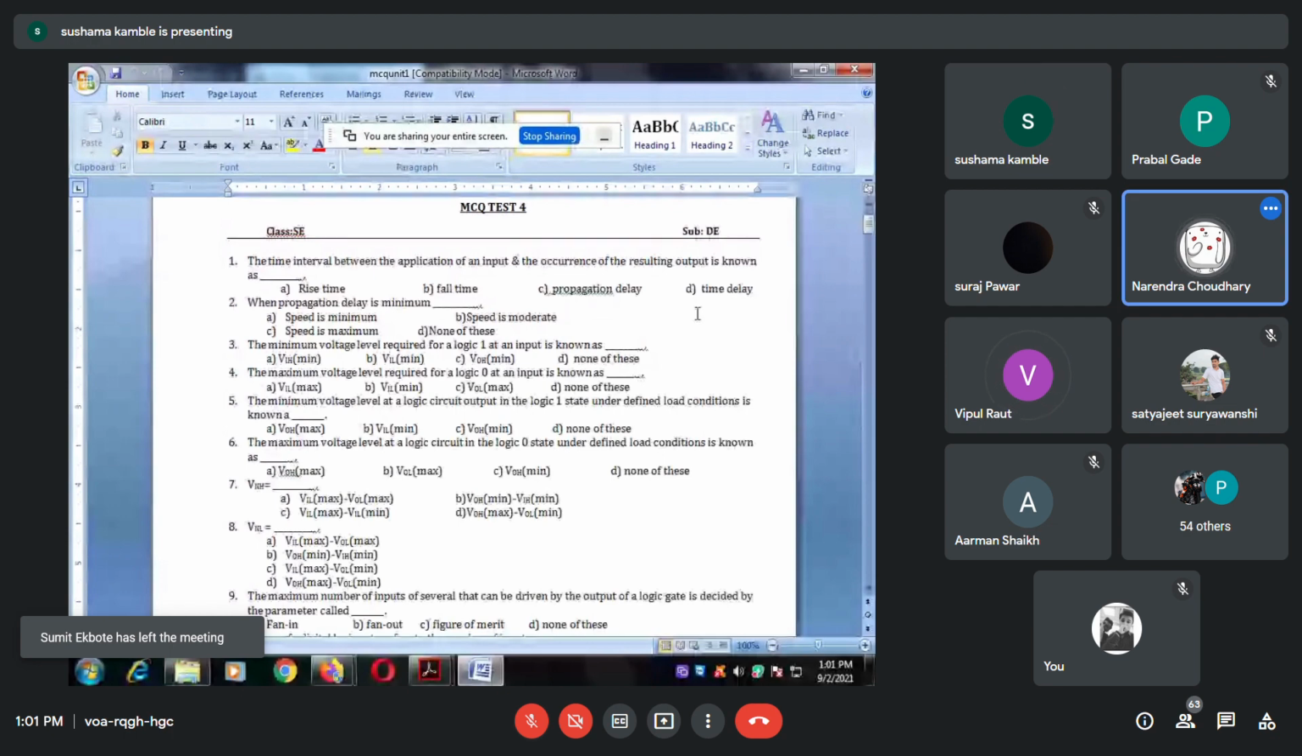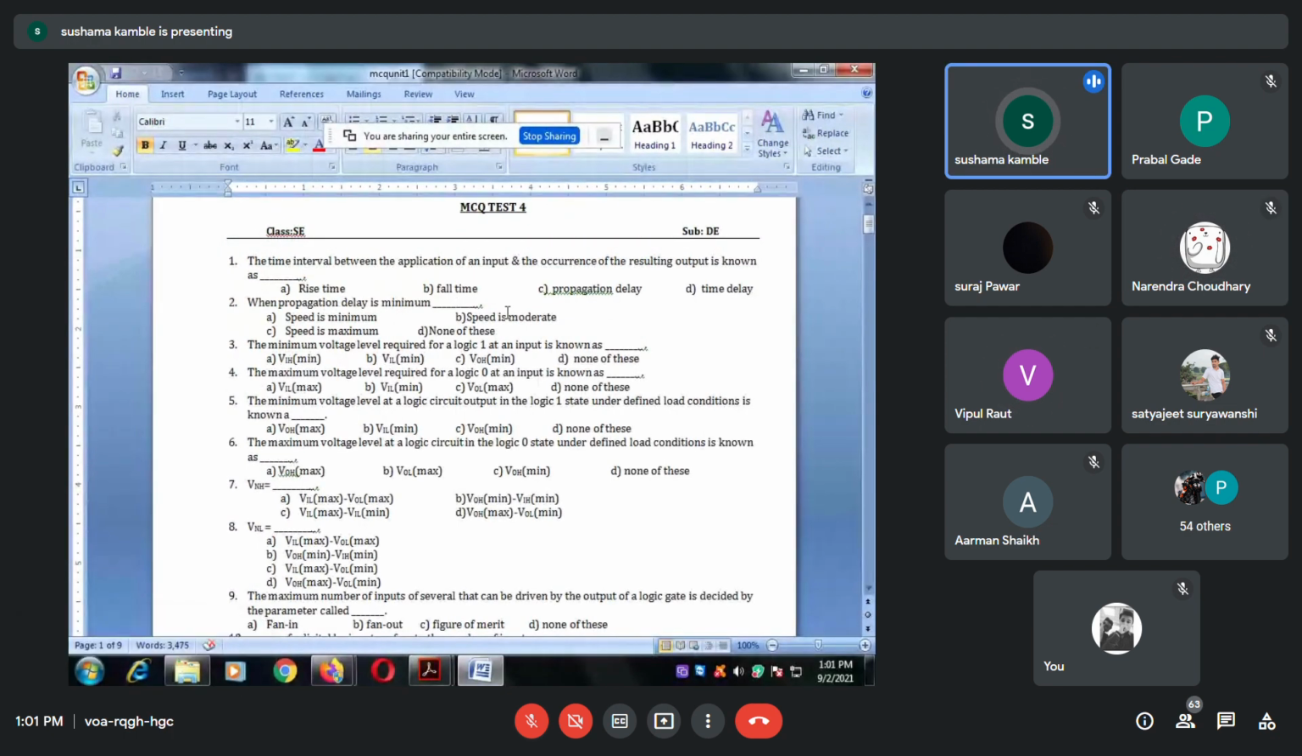Propagation delay. Very good. When propagation delay is minimum, अभी discuss किया है ये point. Speed is maximum. Very good. Speed is minimum, speed is moderate, speed is maximum. So it is a maximum.